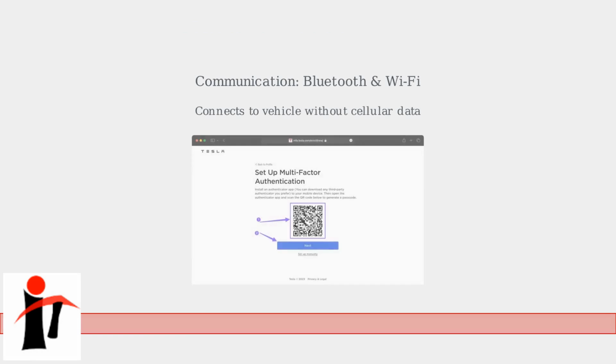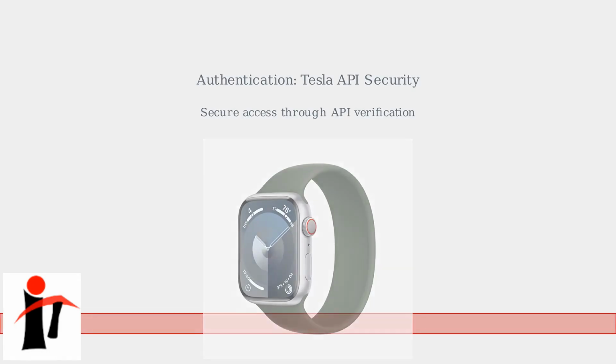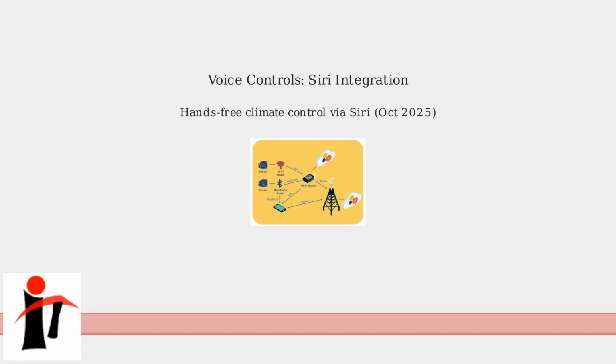The Tesla Apple Watch app uses Bluetooth and Wi-Fi to communicate with your vehicle, not cellular data directly. Authentication via Tesla's API ensures secure access to your vehicle functions. Complications refresh in real time when you're near your car for instant updates. Voice-activated climate controls via Siri were added in October 2025, enhancing hands-free operation.